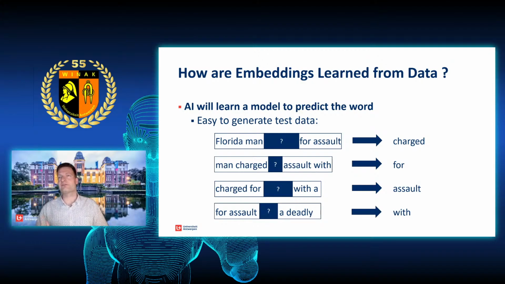...man charged, assaulted with, and then the word is for, etc., etc. I think the principle is clear. And so we want to do exactly the same as we were doing with the chihuahuas and the muffins. We want to learn characteristics of the different words, of our context words, and based on these characteristics, we actually want to make the prediction of what should be in the position of the question mark.